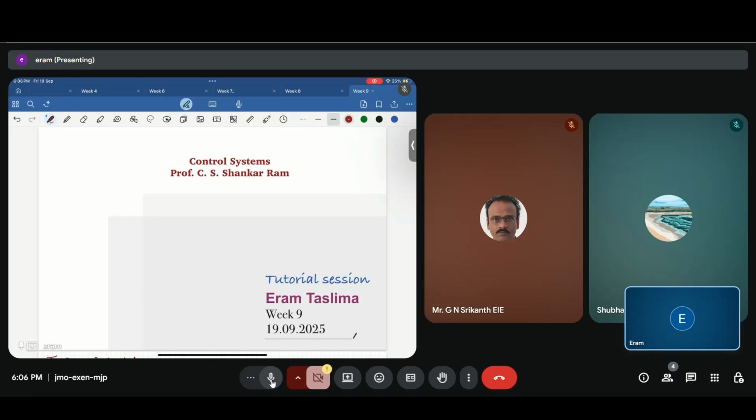Okay, welcome everyone to week 9 of the problem solving session, or the tutorial session, of the course Control Systems. So today we'll be solving problems on Bode plot, and we'll start with some basic problems, and then next week we will see some good problems on Bode plot.